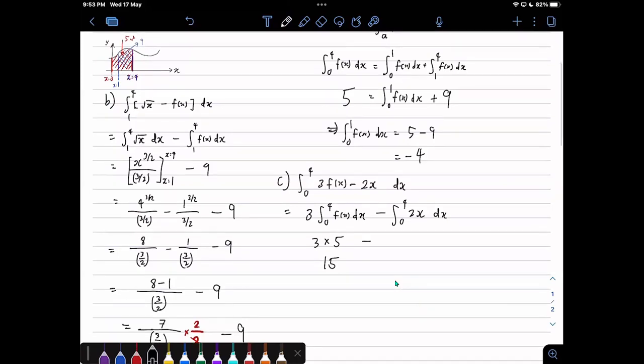Let's just calculate it. So factor out the 2 first. I will do that first. And then you integrate x. You get x squared over 2. 2 cancels away. Sub in x equals 4 and 0. You end up with 4 squared minus 0 squared, which is 16 minus 0, which is 16. So 15 minus 16, you get negative 1. Okay.